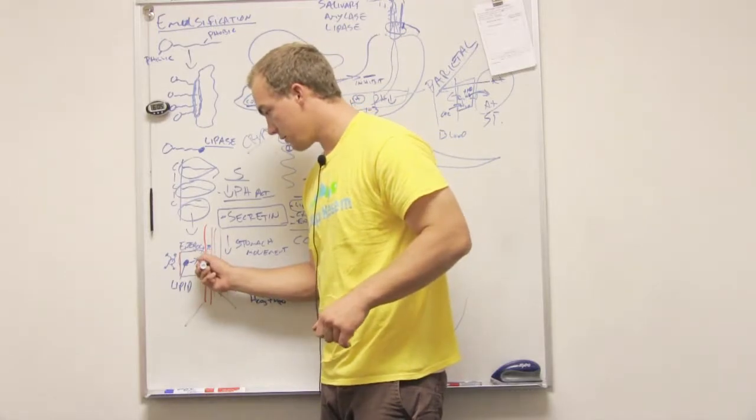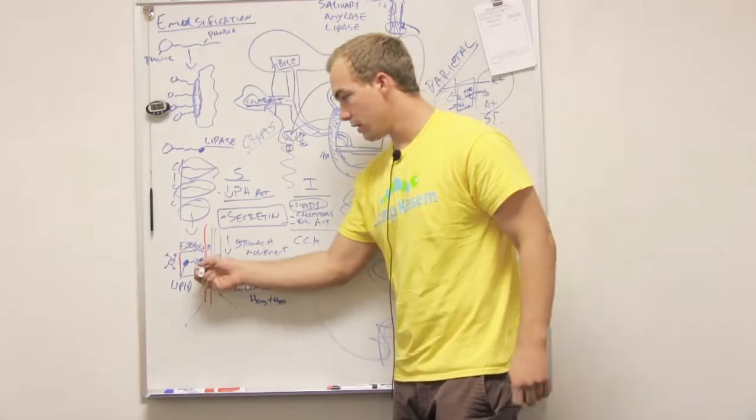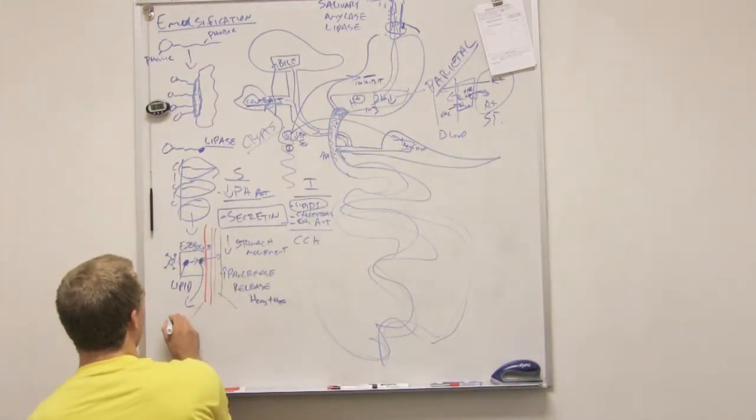Okay, and so then this moves into here, and then the lymphatic system carries it into the blood. And what is this called now that it has proteins on it? Anyone know?